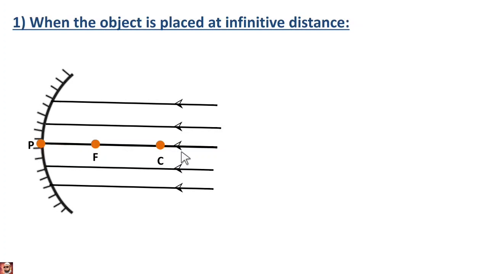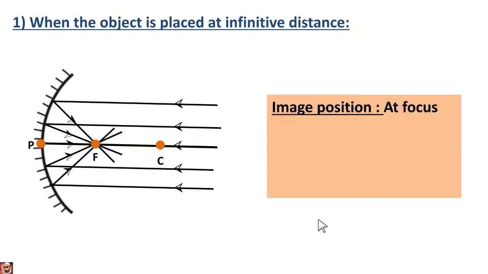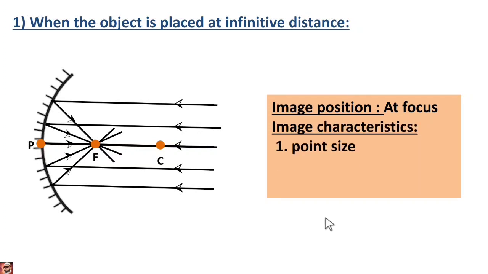First rule, what does it say? It says that when the incident ray is parallel to the principal axis, the reflected ray must travel through the focus. See here, all the reflected rays are traveling through the focus. Where the reflected rays meet, this is the point they are meeting, there the image is formed. It means the image is formed at the focus. Let's see the image position. Image position is at focus, and the characteristics of the image: it is a point size image, inverted and a real image.